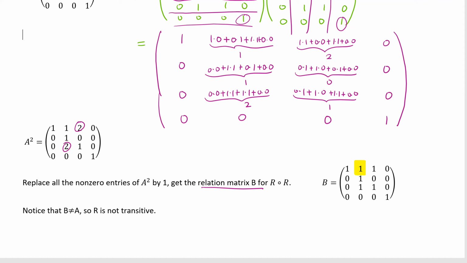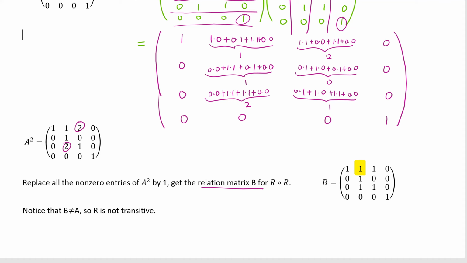First, for the relation matrix A, you want to compute A squared. That's the matrix multiplication. And second step, when you see the non-zero entries, we replace them by 1 to get the relation matrix for R composite R. And then you compare this relation matrix B with the original matrix A. If they are equal, then the relation R is transitive. If they are not equal, then R is not transitive.